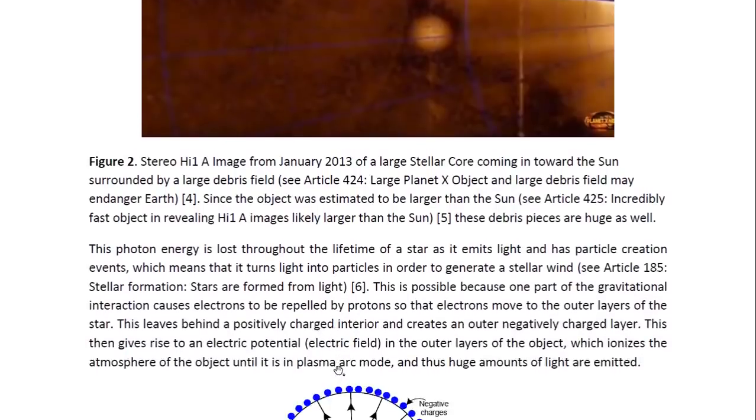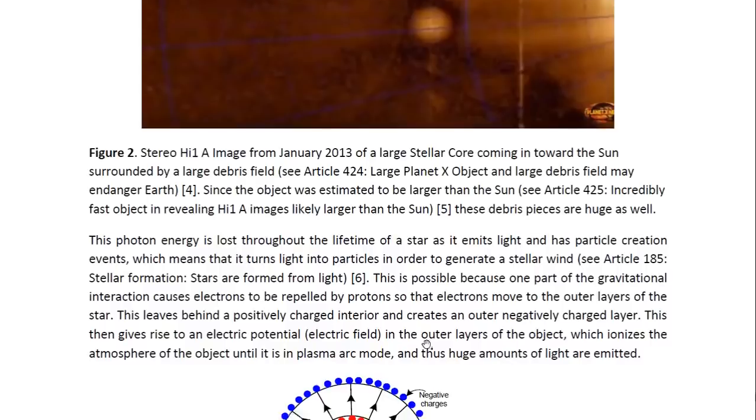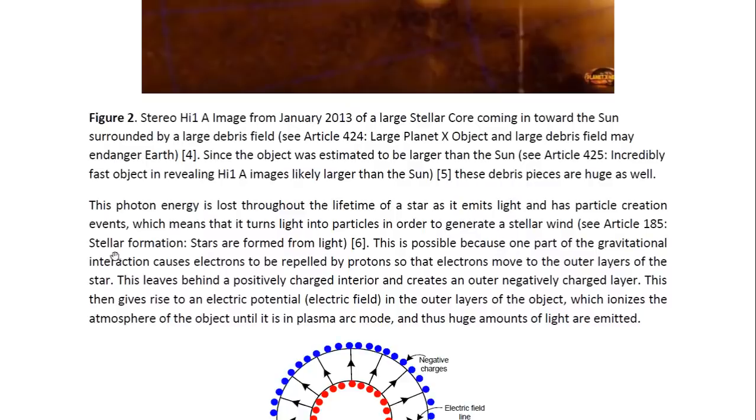This photon energy that powers these stars is lost through the lifetime of a star, as it emits light and has particle creation events, which means that it turns light into particles in order to generate the stellar wind. But it also turns mass into photons when it has a radioactive decay event or fission. So both things are going on inside the star. And you may look at article 185 entitled Stellar Formation, Stars are Formed from Light.